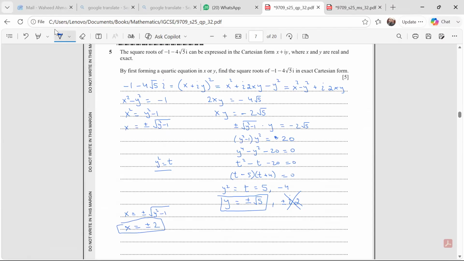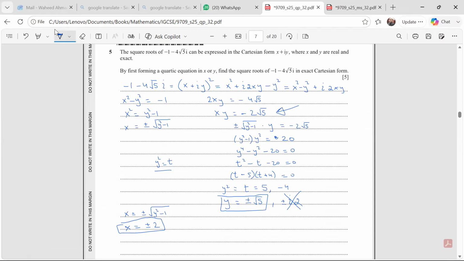But it looks like we have four values: plus and negative combinations of x and y. But when we take the square root, the answer should be two only. It should be two answers, right? Now, how can we resolve this issue? Remember this equation.